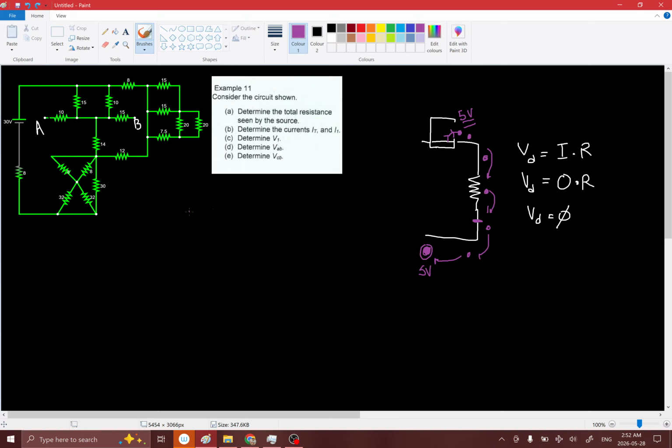Just to clarify this a little bit more, if this point A had some way to get to the negative terminal of the battery, then there would be some flow here, right? And then the voltage here would be different, but it doesn't. So the voltage at this point A is exactly the same as the voltage here. Okay, so that's the way you could think about it.